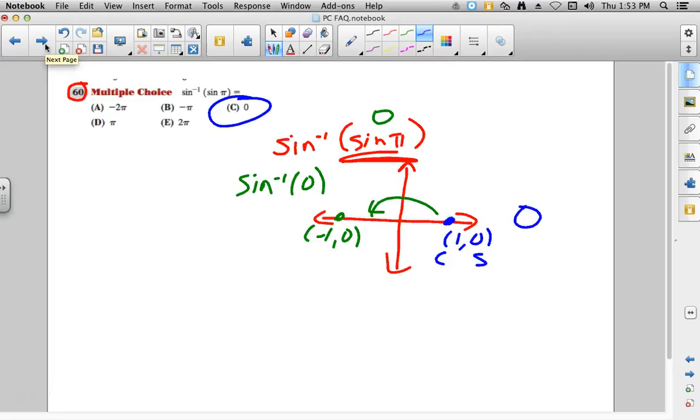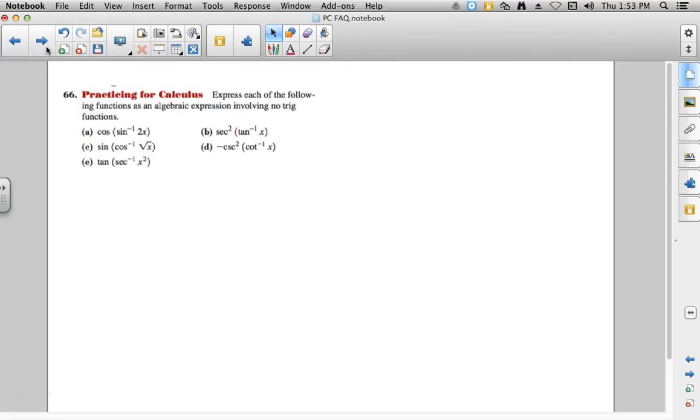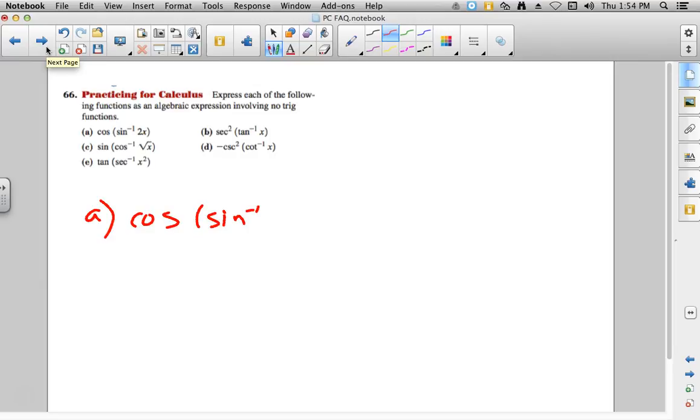And that's C. So this is testing our knowledge about quadrantal angles, about where things end up with quadrantals. Then number 66 says express each of the following functions as an algebraic expression involving trig functions. So A. And let's take a peek at A: cosine when the inverse sine is 2x.